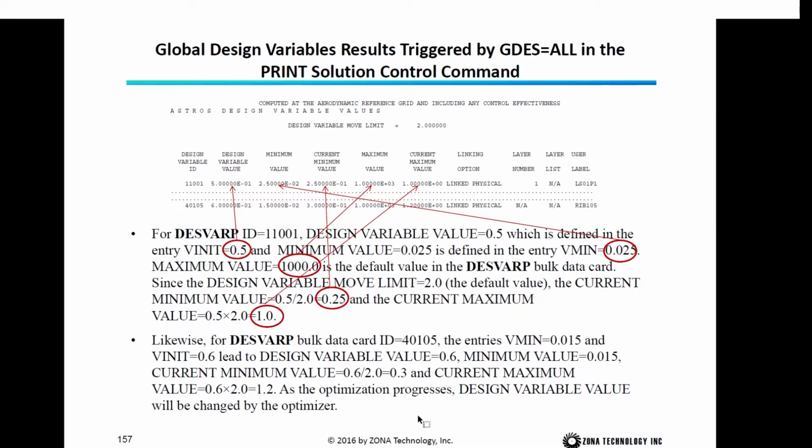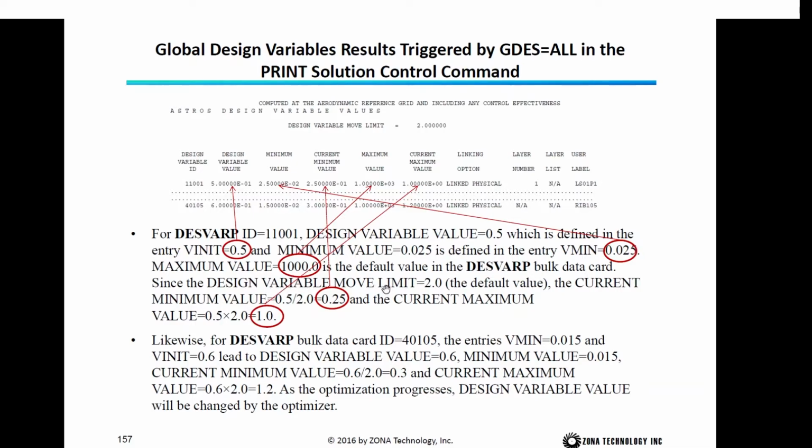And during the optimization, first at each iteration, it will print out the design variable move limit equal to 2, and the DESVARP card with ID 10101. The design variable value is 0.5, which is defined by the entry V init. And the minimum value 0.025 is defined by the V mean 0.025, and the maximum value 1000 is the default value of the DESVARP card.